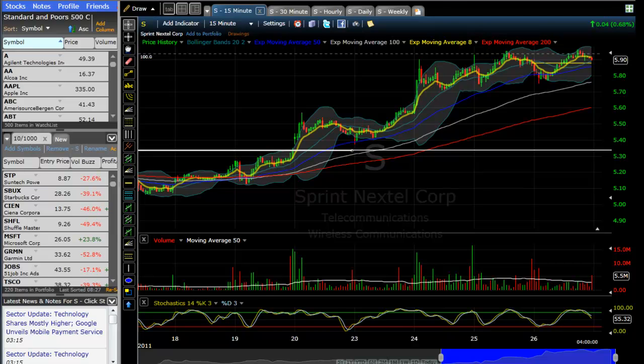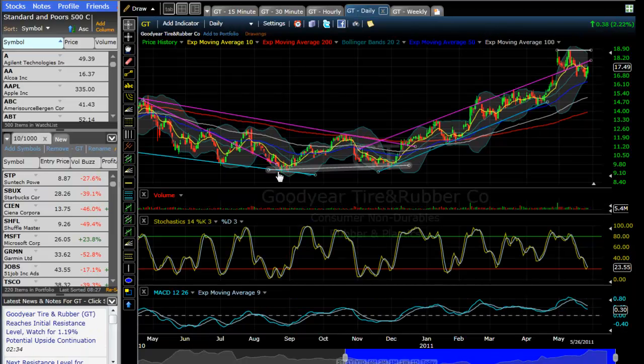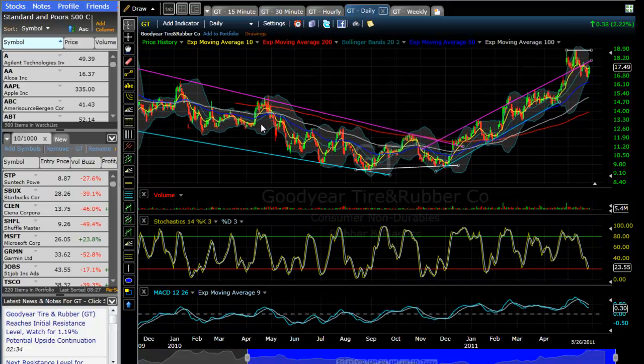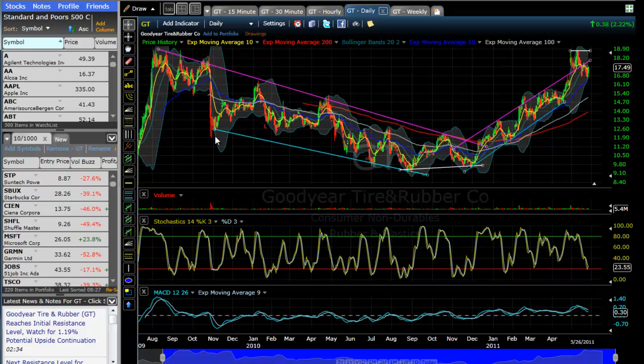Okay, so that's Sprint. Now GT, I traded the same way I did with Sprint. We traded GT in this descending channel wedge, and we got in on lower trend lines and out at upper trend lines. We got back in on this lower trend line, stochastics oversold, and we got back out towards the close to the 200 EMA, where price turned down and we got a sell signal on stochastics.